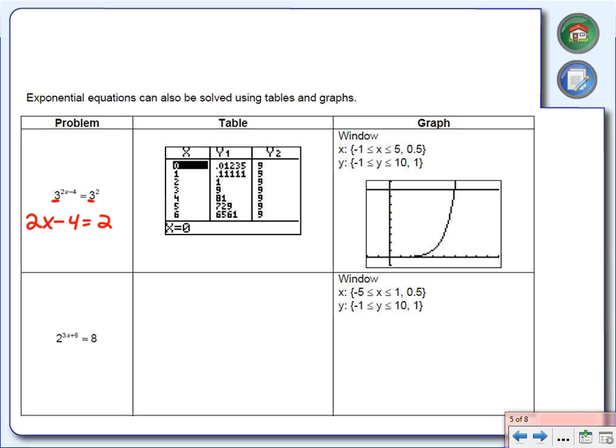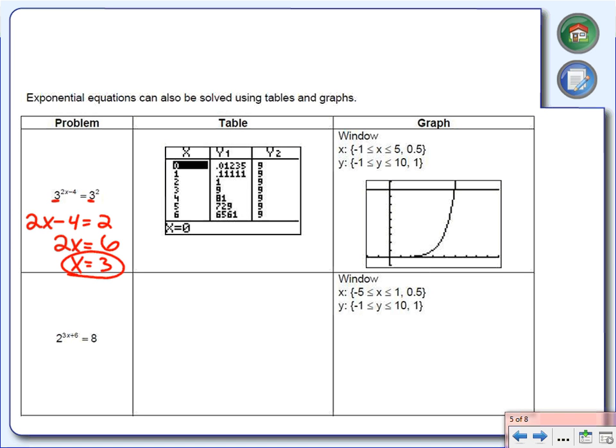What do I need to do first if I want to solve for the x? Add 4, right? And what do you get when you add 2 plus 4? 6. So now I have 2x equals 6. The first thing we did was add 4. Then what would you do? Divide by 2. And what is 6 divided by 2? 3. Therefore, the solution to this equation is x equals 3.